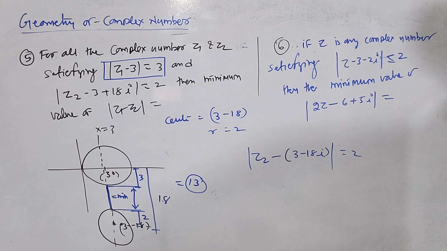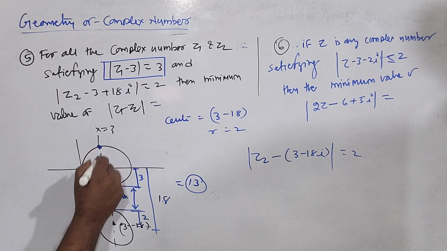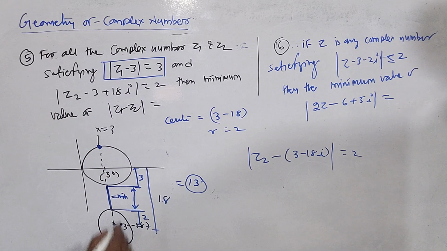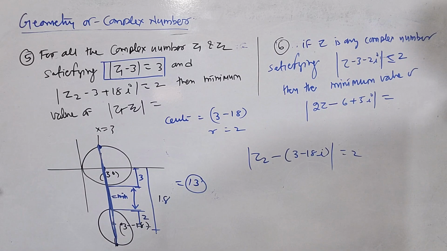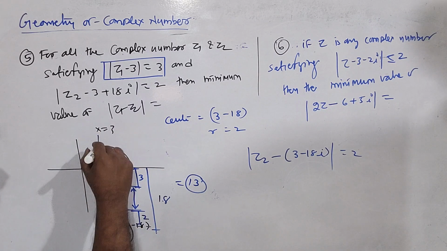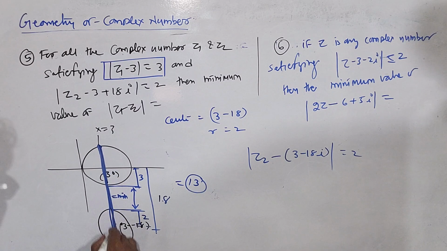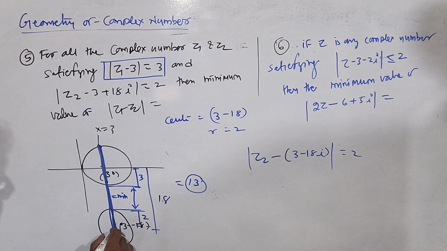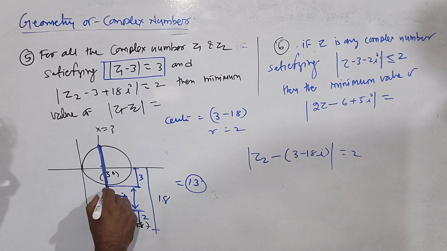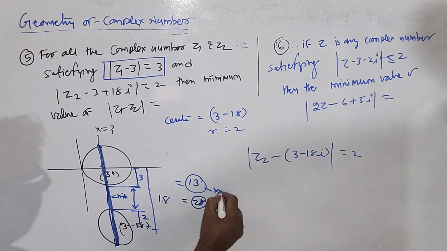Got it? Fine. And if they ask for the maximum distance, then z1 must be here and z2 must be here, and that will be the maximum distance between them. What is the maximum distance? The radius is 3, so this distance is 6, and the radius is 2, so this distance is 4. So 6 plus 4 is 10. 10 plus this 18, that means 28 will be the maximum distance. 13 will be the minimum distance.